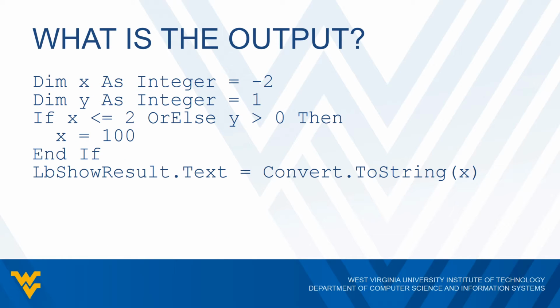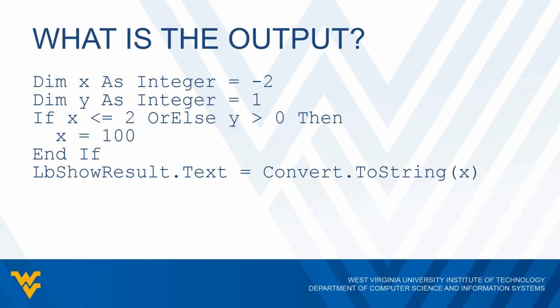In this example, we have the or else operator, and our two conditions in this case would be x less than or equal to 2 and y greater than 0. So we changed up the conditions just a little bit. So given the values of x and y, I want you to tell me what the output of this code is going to be.